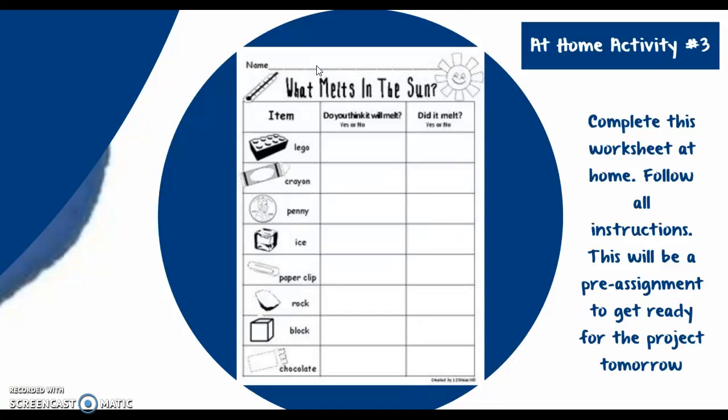This activity is all about whether or not the sun can melt different objects if they were to be under it all day. There are 8 objects in the left column. We first have a Lego, a crayon, a penny, an ice cube, a paperclip, a rock, a block, and chocolate. Next to each of these objects, I would like for you to write yes or no. You would write yes if you predict that the object would melt in the sun, and you would write no if you don't predict that the object would melt in the sun.